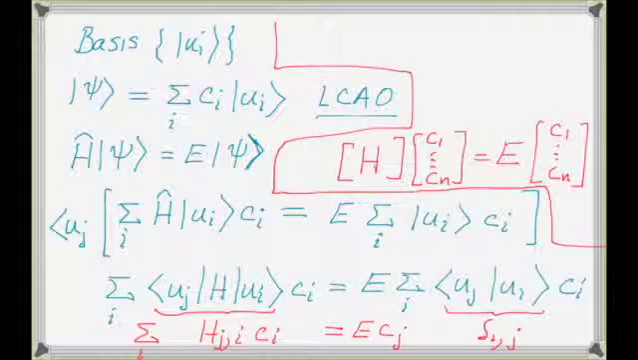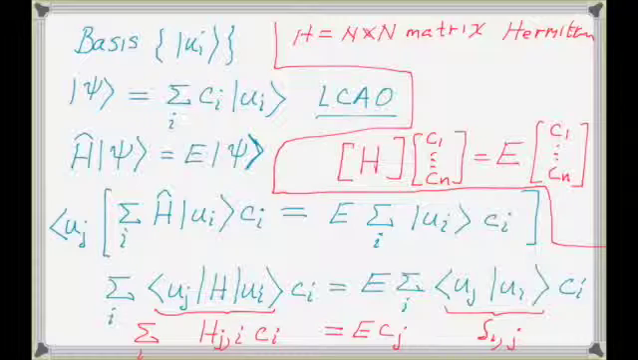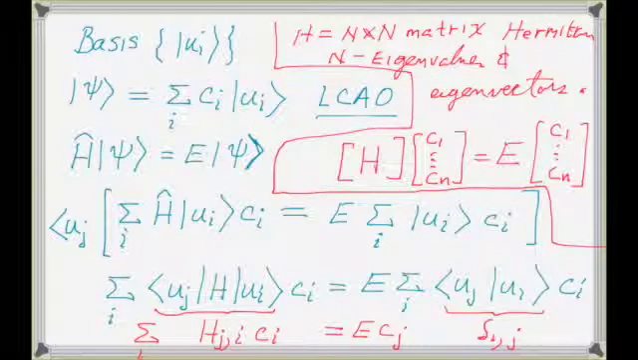So if you have n orbitals, H is going to be an n by n matrix, which is Hermitian. And if it's Hermitian, you're going to get n eigenvalues and n eigenvectors, and they'll all be unique as long as there's no degeneracies. And these eigenvectors can serve as a basis. So you can use the eigenvectors of your Hamiltonian as a basis. It's called a diagonal basis.